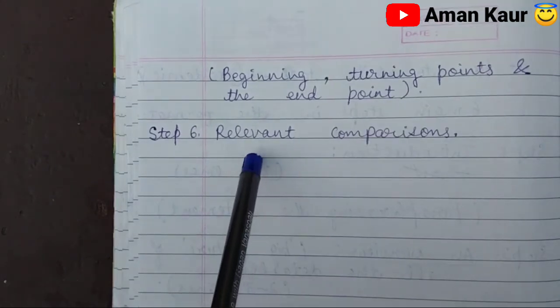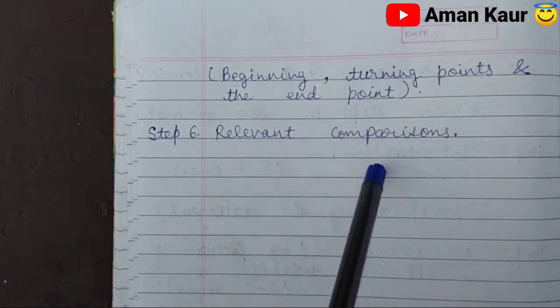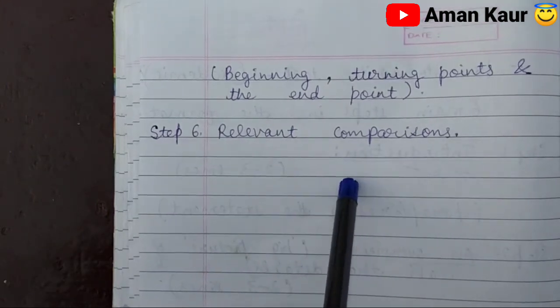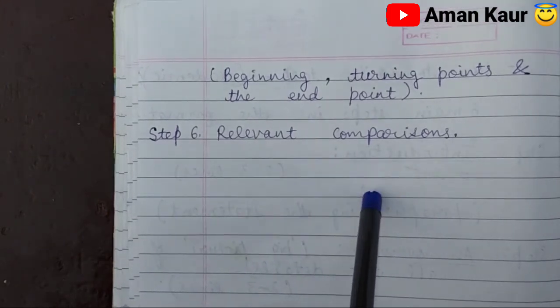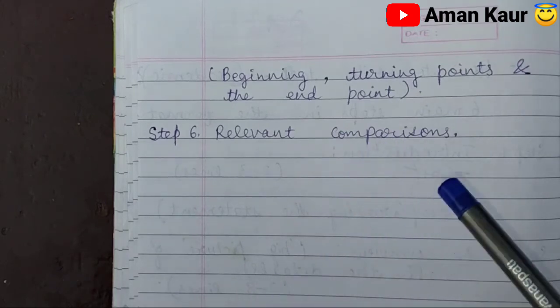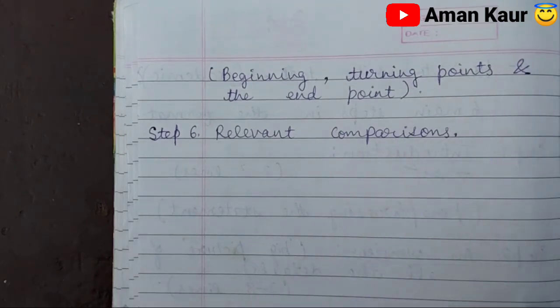Step 6 is relevant comparisons. A relevant comparison means the comparisons which are required and necessary, and not comparing each and everything. Normally we can make comparisons in the beginning of the period, or where the drastic changes or fluctuations have happened, or at the end of the period. You do not have to make comparisons of each and everything.